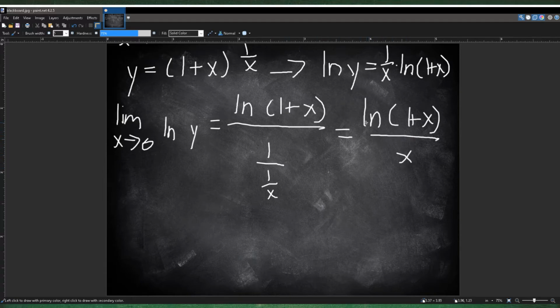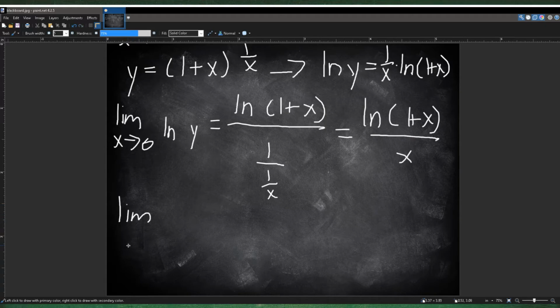So is this an indeterminate? Well, we just plug in 0, right? So ln of 1 plus 0, because x is 0, so that's 0, and x is 0, so 0 over 0. So that is an indeterminate, 0 over 0, right? So now we use L'Hopital's Rule.